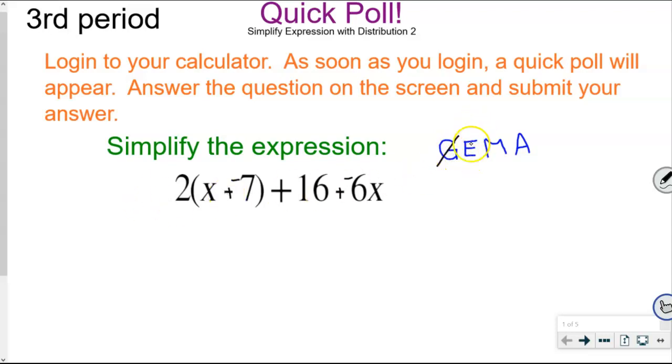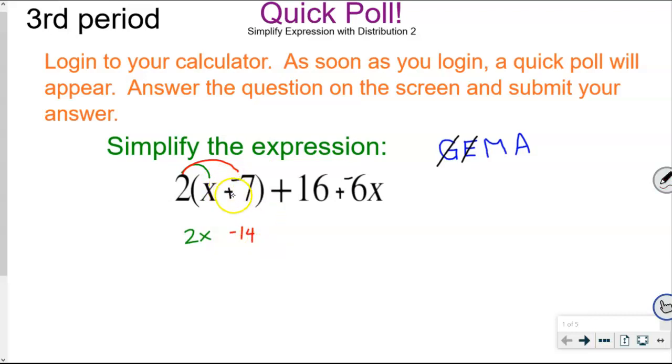E for exponents, no E for exponents, M for multiplication, and that's exactly what we see here. That's why those parentheses are here, because we have 2 groups of those parentheses. So I have to take care of that multiplication across the parentheses before I can do anything else. And that's going to look like this. 2 groups of x is 2x, and 2 groups of negative 7 is negative 14.